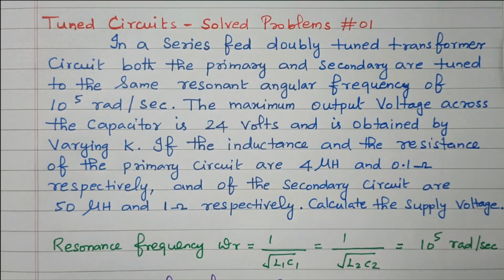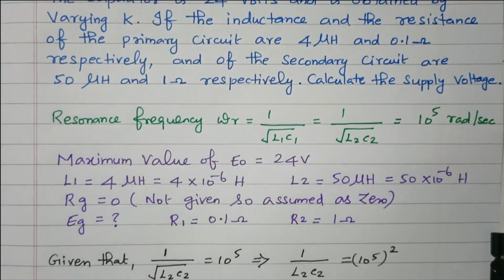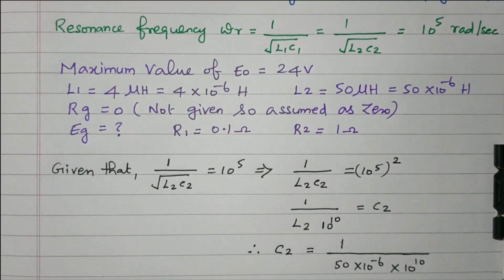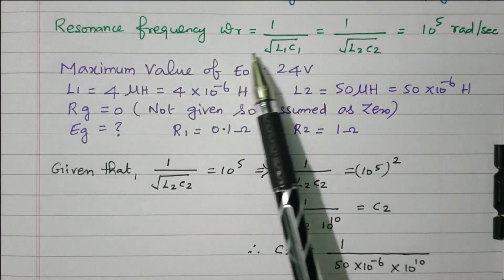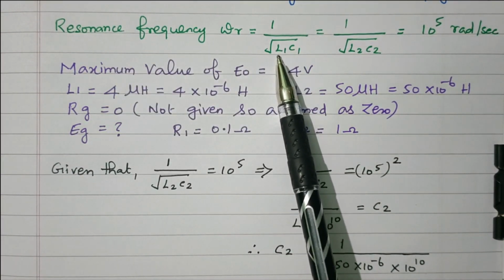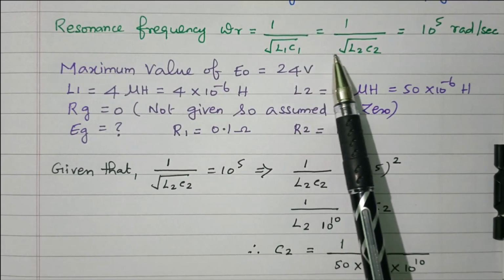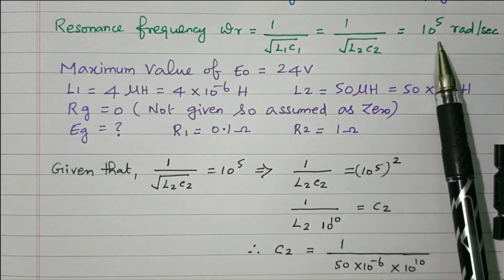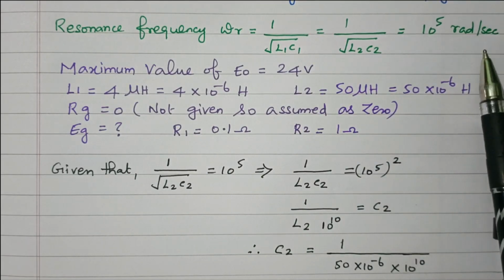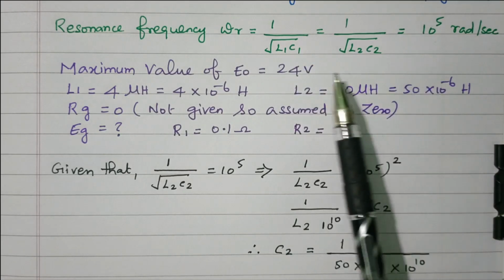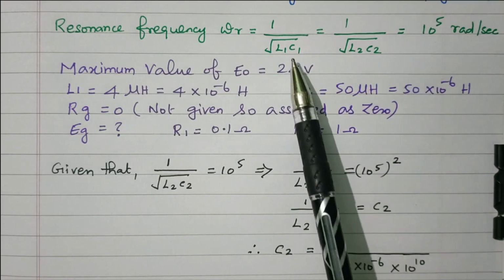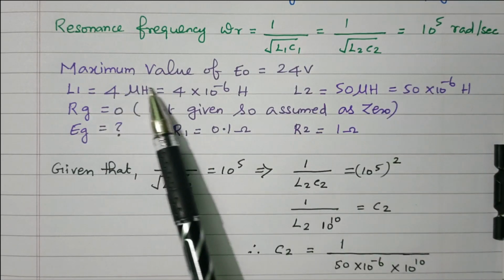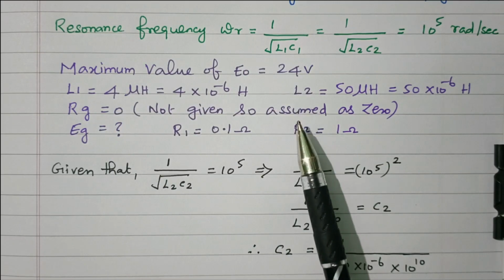Now we'll see what data is available one by one. The resonant frequency is given for both the primary as well as the secondary side. Resonant frequency omega r equals 1 divided by square root of L1 C1 for the primary circuit, which is equal to 1 divided by square root of L2 C2, and that is equal to 10 to the power 5 radian per second. So this data is available. Both are tuned at the same frequency, so we can use this expression to find the variables. And the maximum value of E0 is 24 volts.